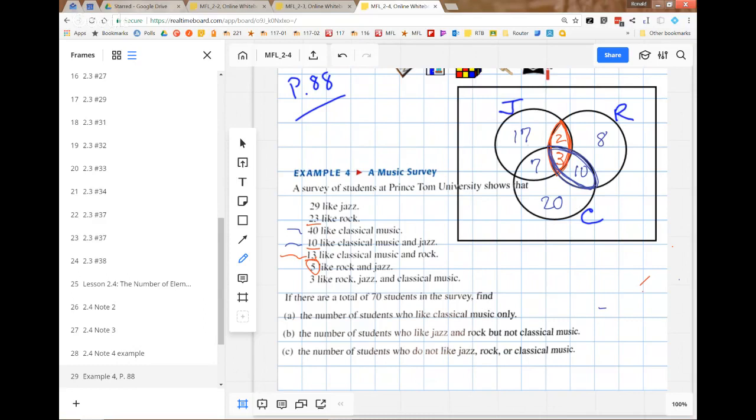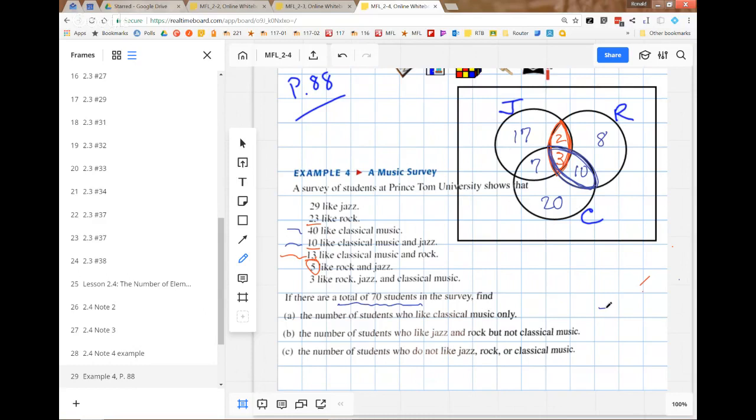Okay, well, we're almost done. But now I need you to look right here. In the problem, it says there's a total of 70 students that took the survey. I need to add up all the numbers I have in there. Well, let's just do it. Let's add up all the numbers we've put up there.